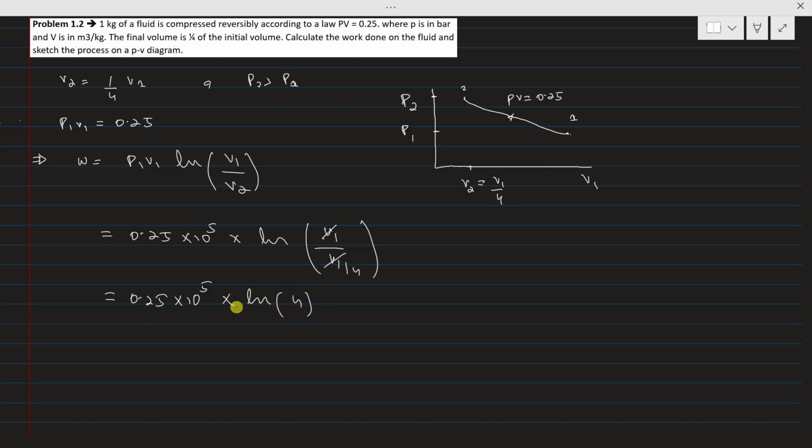So after simplification you will get the work done on the system, the work done on the fluid. You will get its value after simplification, that is 34,660 Newton meter almost. I hope you understand.